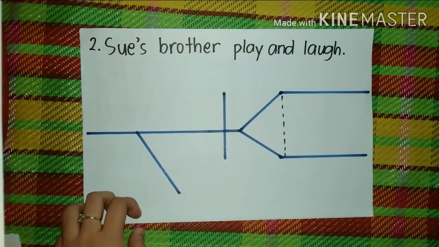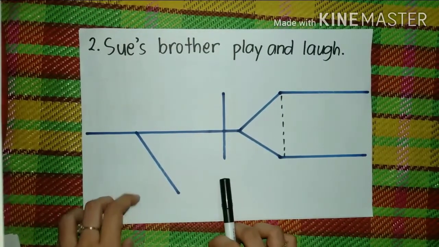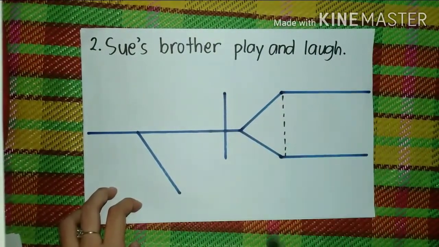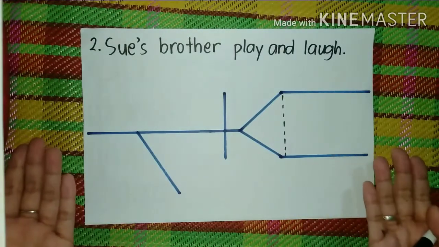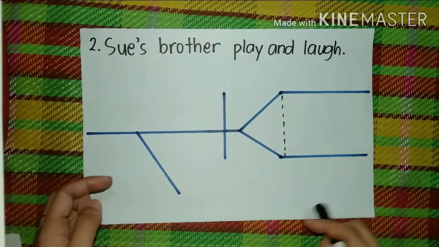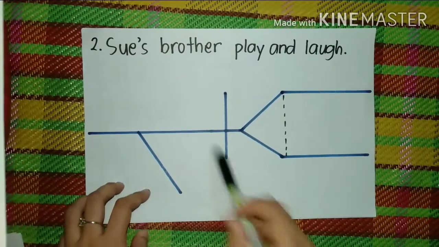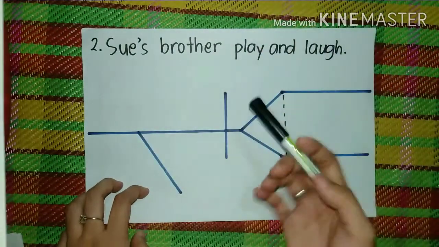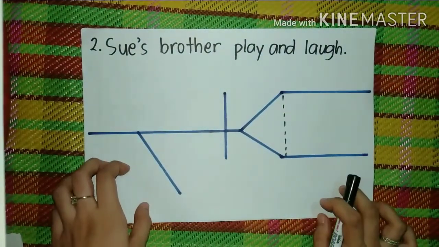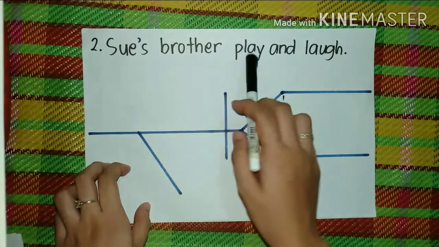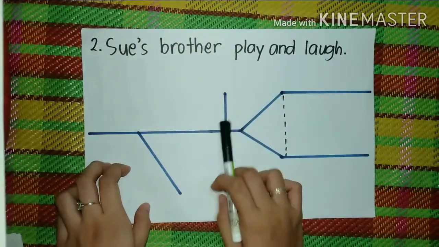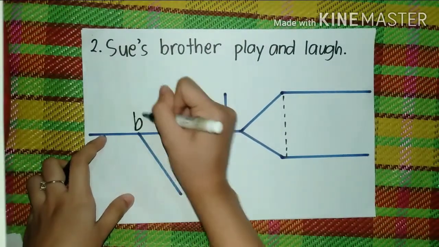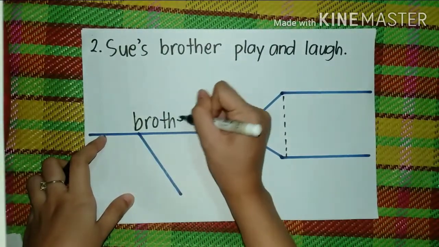For the last example, this example number 2 here, Sue's brother play and laugh. Okay, as you can see, this is different from the previous diagram I've shown you. It's simply because we have here another possessive noun. So what is the subject in this sentence? Sue's brother play and laugh. So we are talking about Sue's brother. That's why brother will be our subject.